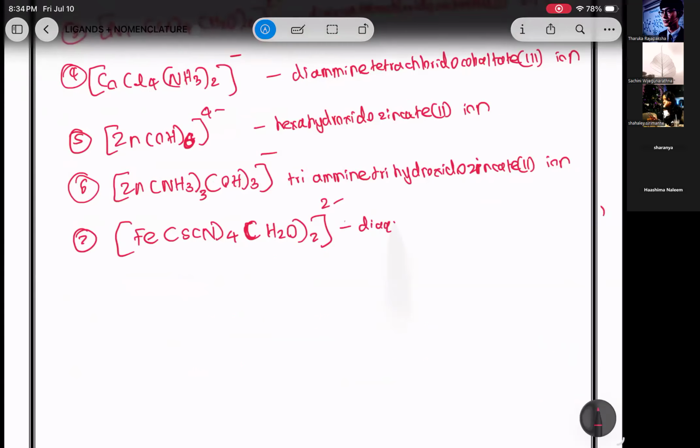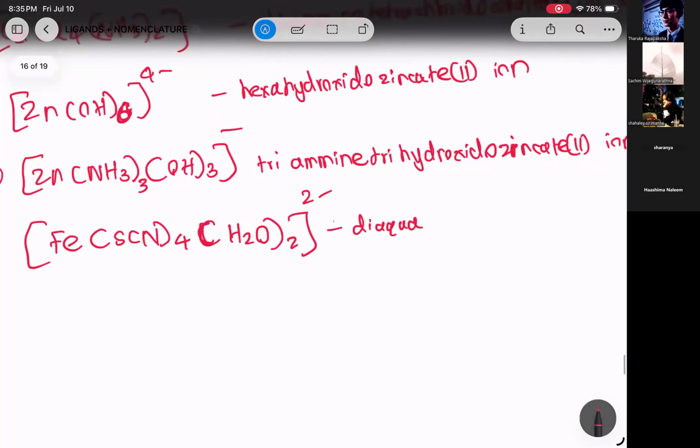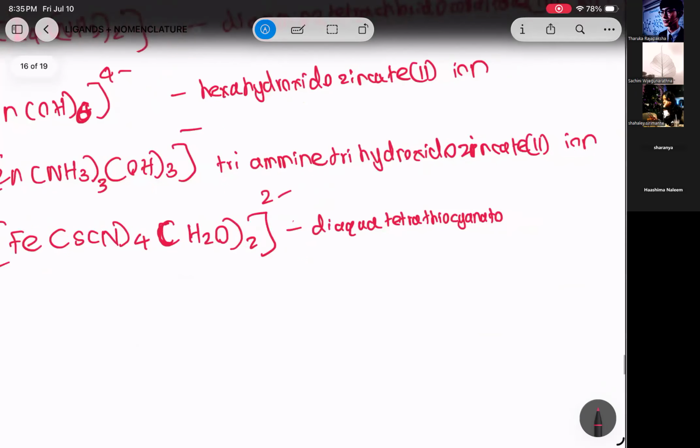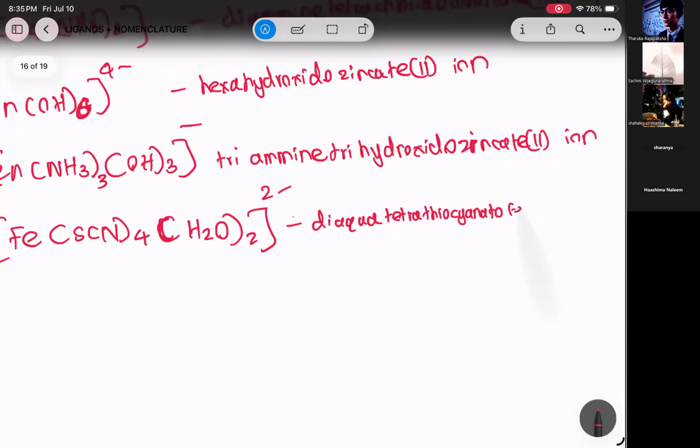Diaqua. Tetra. Thiocyaneto. Ferrate 2 ion.